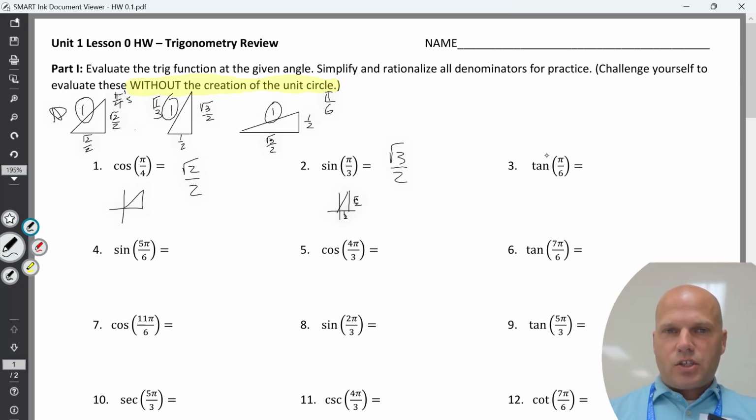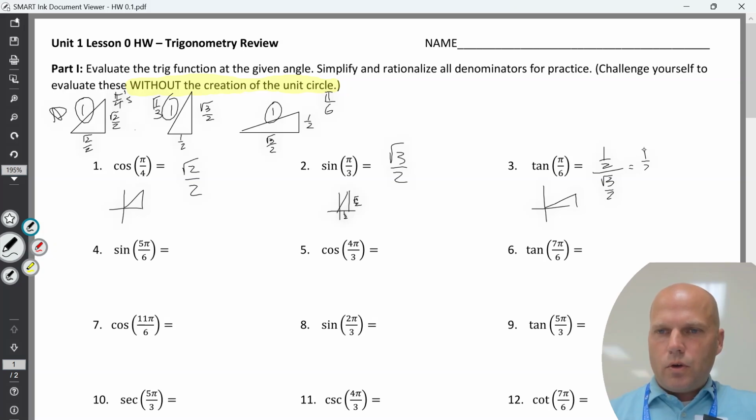Tangent of pi over 6. So we're going to go to this triangle, the pi over 6 triangle. We're going to be in the first quadrant. And we have tangent, which is opposite over adjacent. Opposite is always going to be the y to the angle, and the adjacent is always going to be x. So I'm going to do the y over x. So I have this 1/2 divided by the root 3 over 2. And I know that with dividing fractions, it's the same as multiplying the top by the reciprocal of the bottom, or you've heard of keep, change, flip.